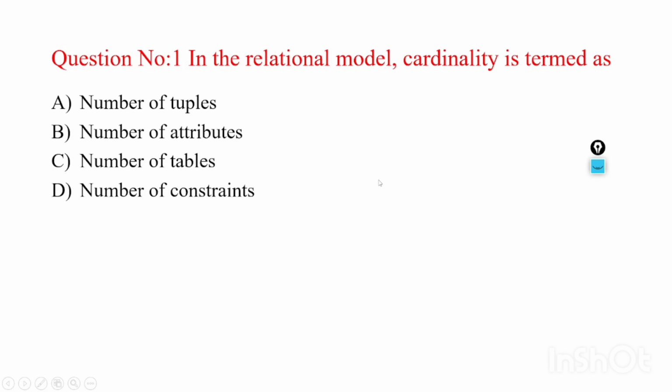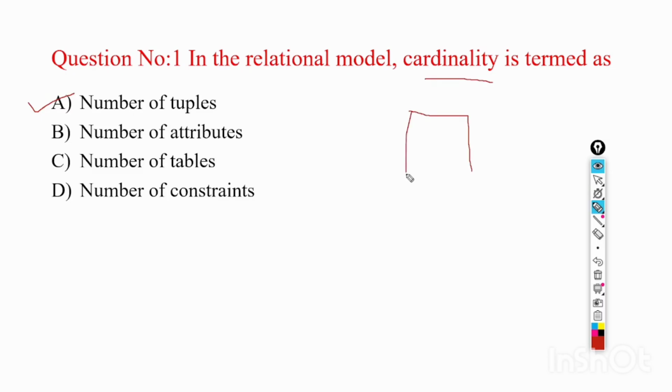Question number 1. In the relational model, cardinality is termed as: number of tuples, number of attributes, number of tables, number of constraints. Correct answer, number of tuples. Now let's understand this question.